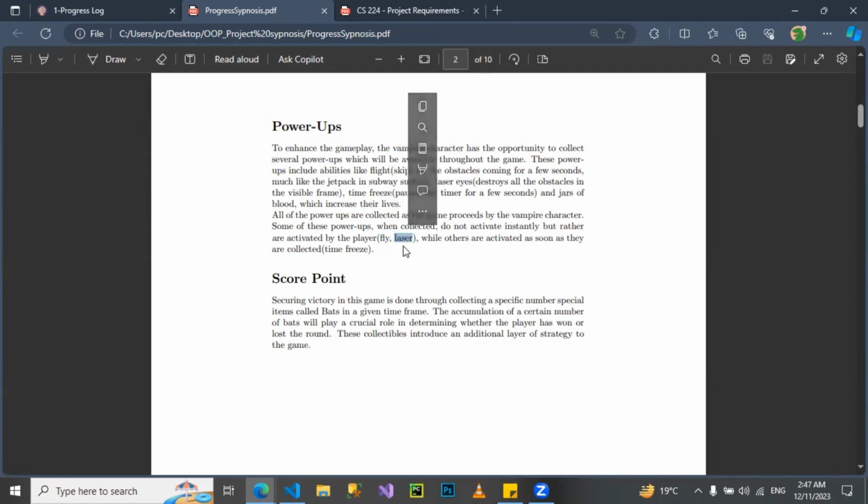And prior to pressing the L key, if my vampire has collected the laser power up, and the laser power up is available for the vampire to use, the vampire will be able to use the laser power up, which will essentially destroy all the obstacles in the visible frame.